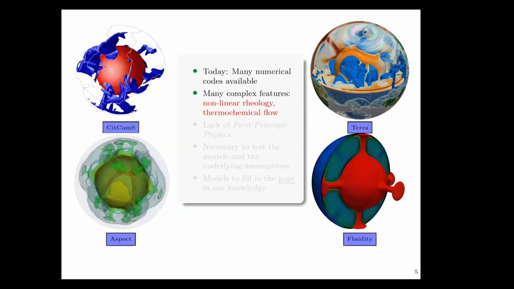However, the main problem with them is that they lack first principle physics, and they're mostly based on parameterization of some observations. So it's necessary to test these models on the underlying assumptions. And when we have reliable models that can be tested against observations, we can use them to fill the gap in our knowledge about the past.